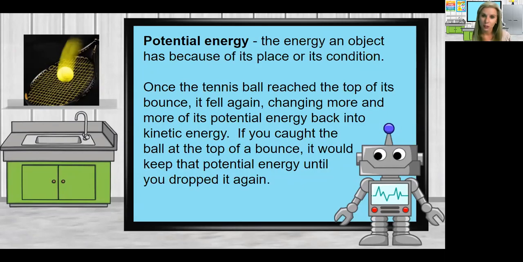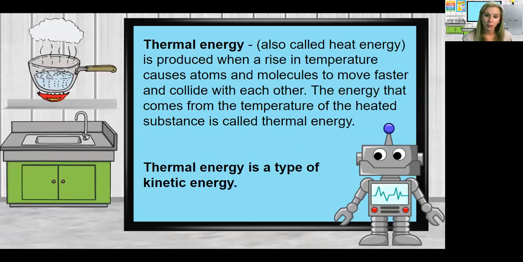Potential energy is also known as stored energy, so not currently being used, but it is the energy an object has because of its place or its condition. Once the tennis ball reached the top of its bounce, it fell again, changing more and more of its potential energy back into kinetic energy. If you caught the ball at the top of a bounce, it would keep that potential energy until you dropped it again.